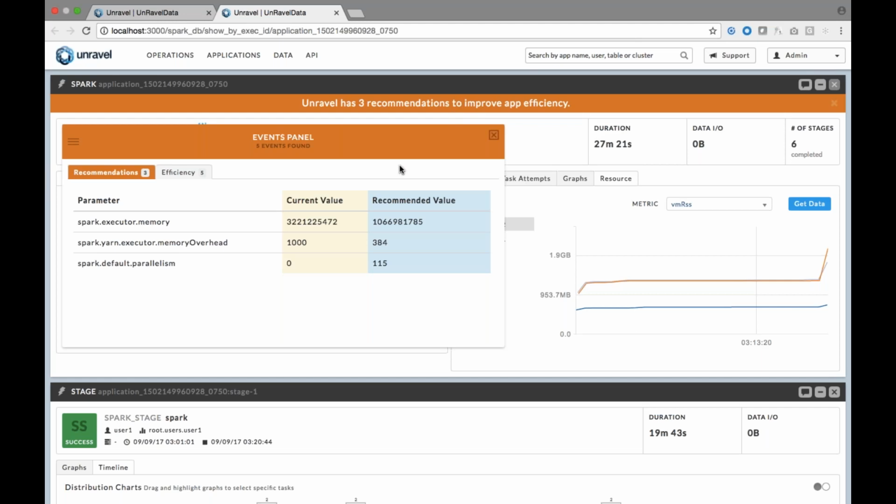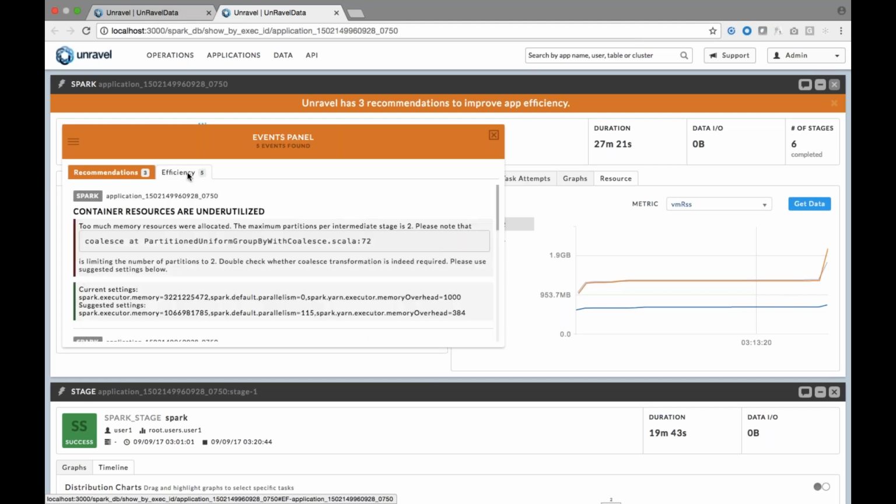So Unravel automatically analyzes all of this information and gives you very crisp recommendations across sizes of containers, across parameters like the YARN overhead, across partitioning, across the type of joins and whatnot. It gives you very concrete suggestions to get the best performance out of this application. And it doesn't stop there.